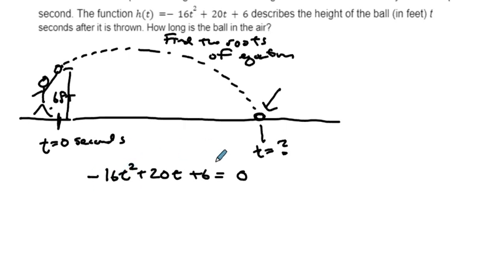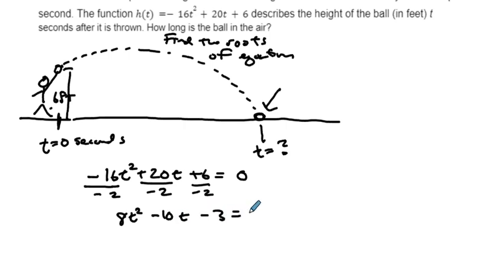And then maybe we can try to factor it, and if we can't factor it, we can try completing the square. So let's get rid of the negative sign, and we can pull a factor of 2 out of this whole thing. So let's divide this whole thing by negative 2, all right? And so when I do that, that gives me 8t squared minus 10t minus 3 equals 0.